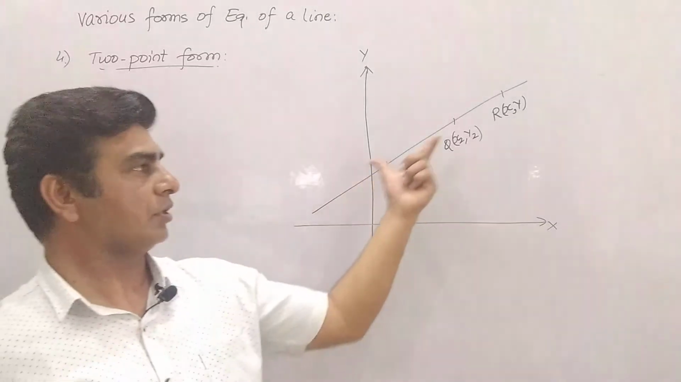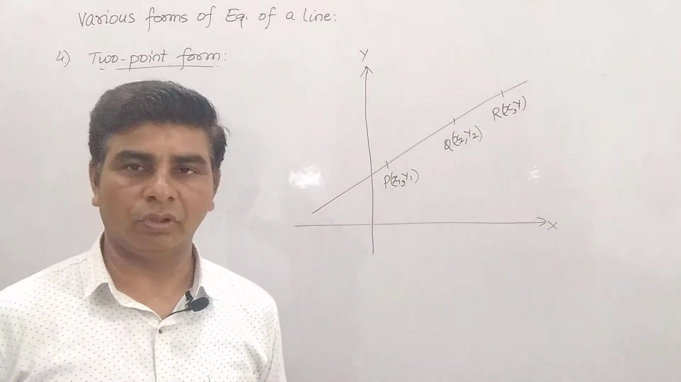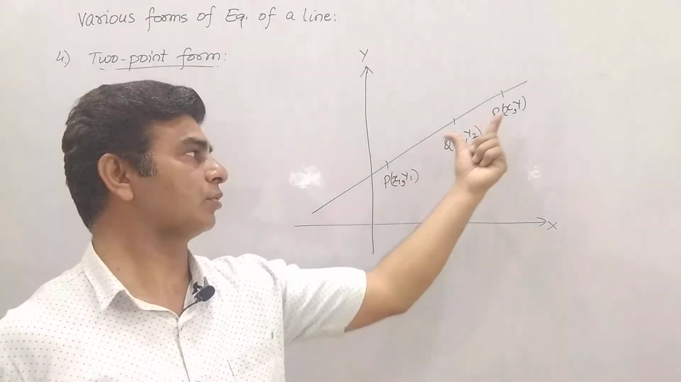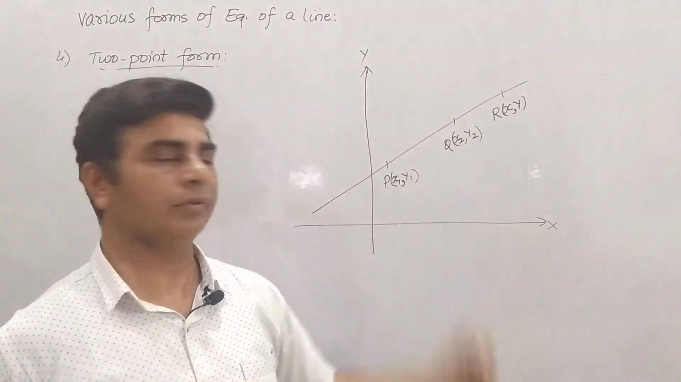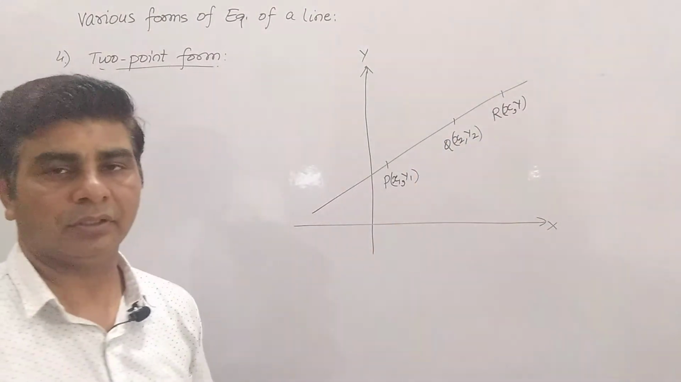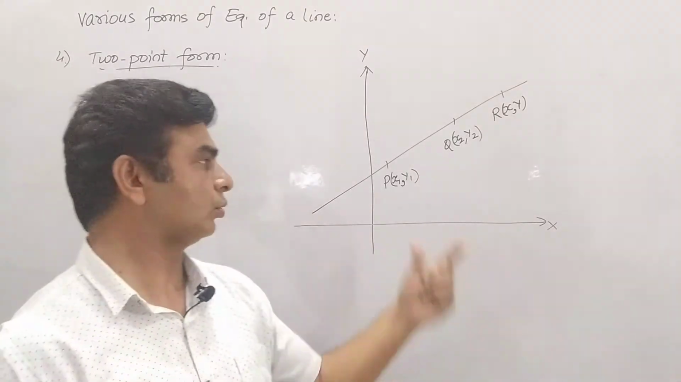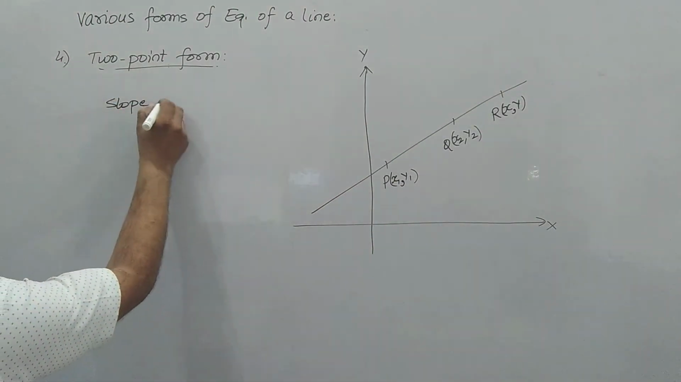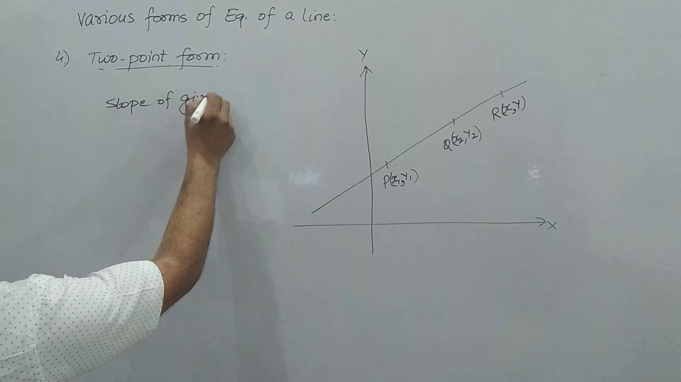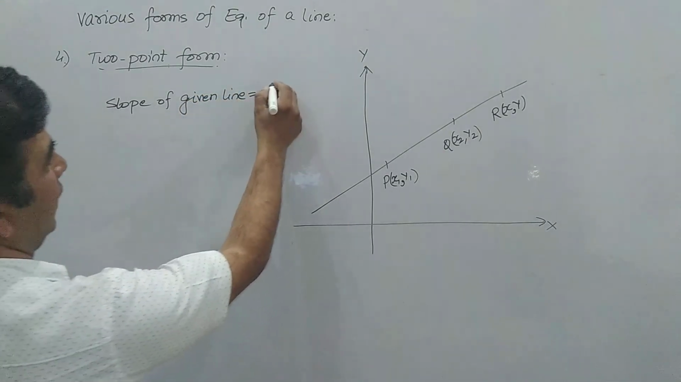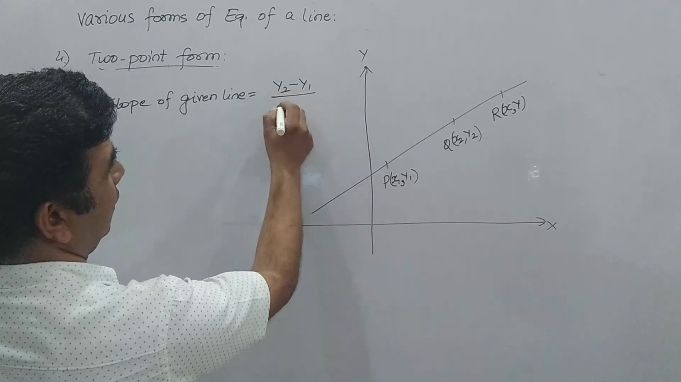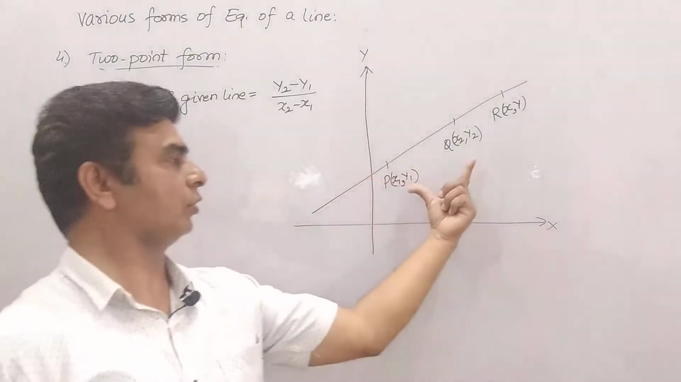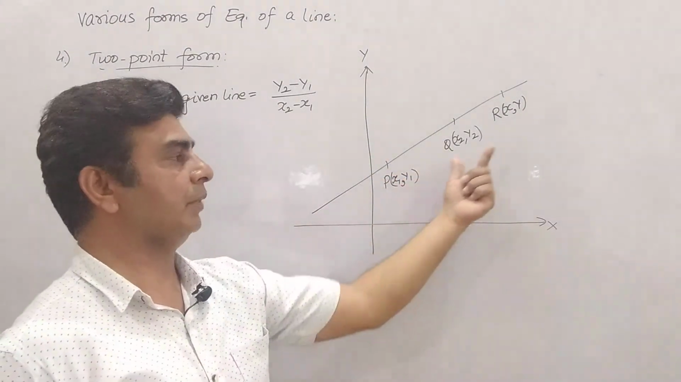Now this line is passing through the 3 points, so no doubt the slope of the line will be given by slope of PQ equal to slope of RQ or slope of RP. So let me make the slopes equal to each other through the 2 points PQ as well as PR. What will be the slope of the given line? This can be obtained by y2 minus y1 upon x2 minus x1. I am taking these 2 points P and Q to find the slope of the line.